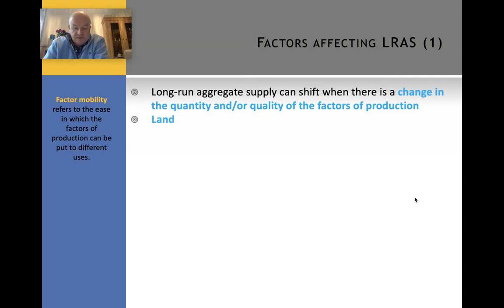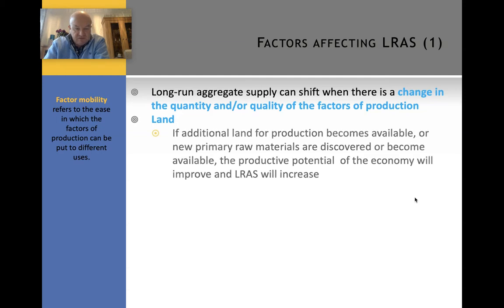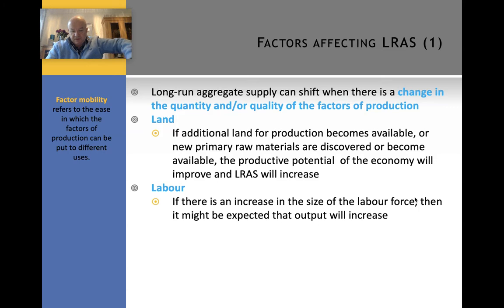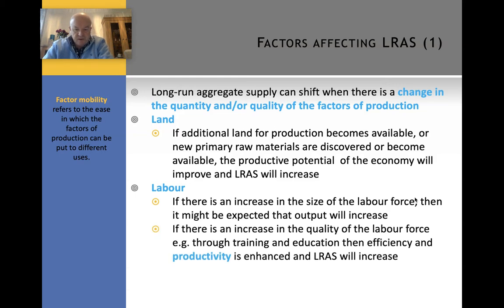Okay, so examples of factors of production that can have an effect, clearly land. If we've got additional land available, or we've got new primary raw materials we can use from the land, then clearly the productive capacity of the economy will improve. As a result of that, LRAS will increase and there will be a shift. Labour is the next one. Clearly, if we had an increase in the size of the labour force, you'd expect that output would also increase in the long run.